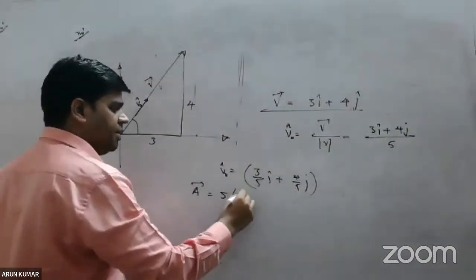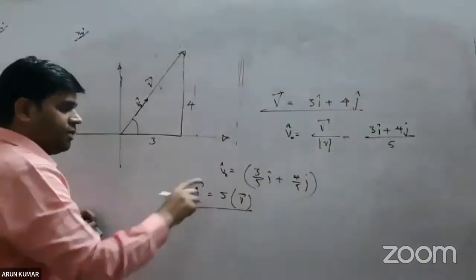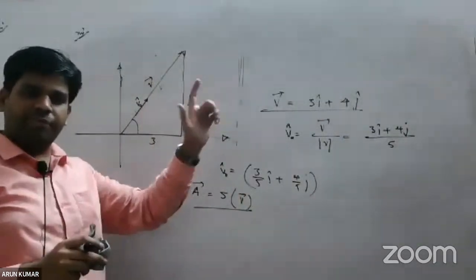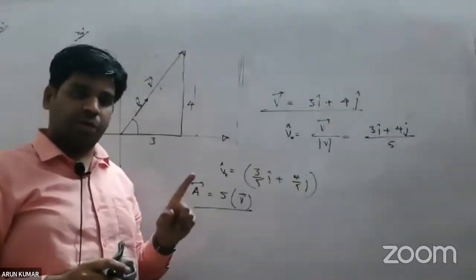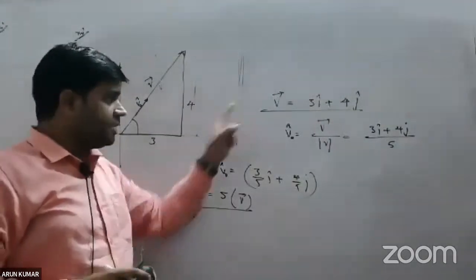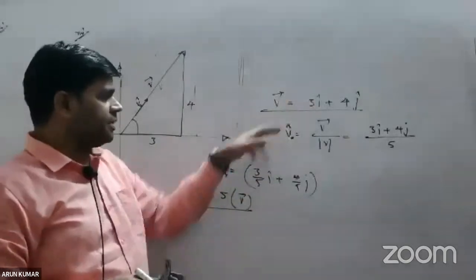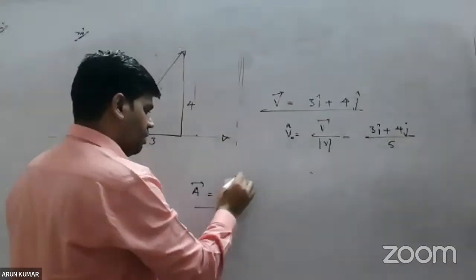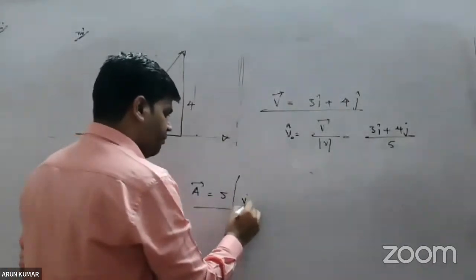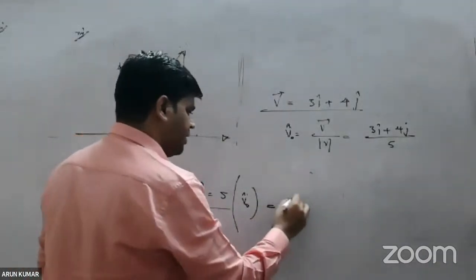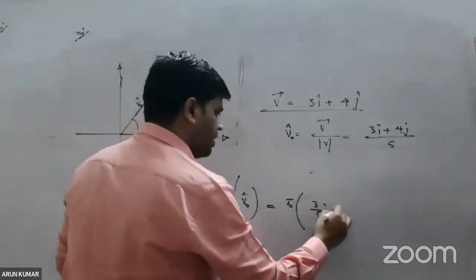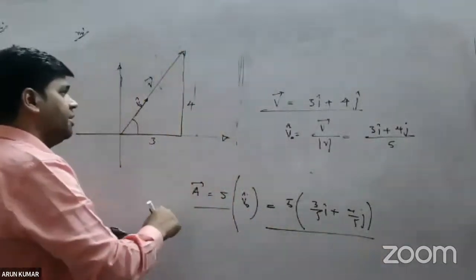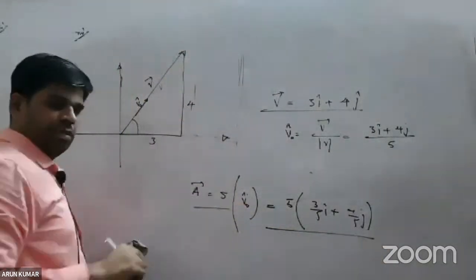So I cannot write 5 into v bar. That would mean I'm elongating v 5 times, I'm multiplying v 5 times. But I don't want that. I want 5 units only, but in that direction. So what I do, I take 5 times the unit vector in that direction, v naught cap, which is nothing but 5 times of 3 by 5 i cap plus 4 by 5 j cap. That's my vector a bar in the direction of v bar of 5 units.